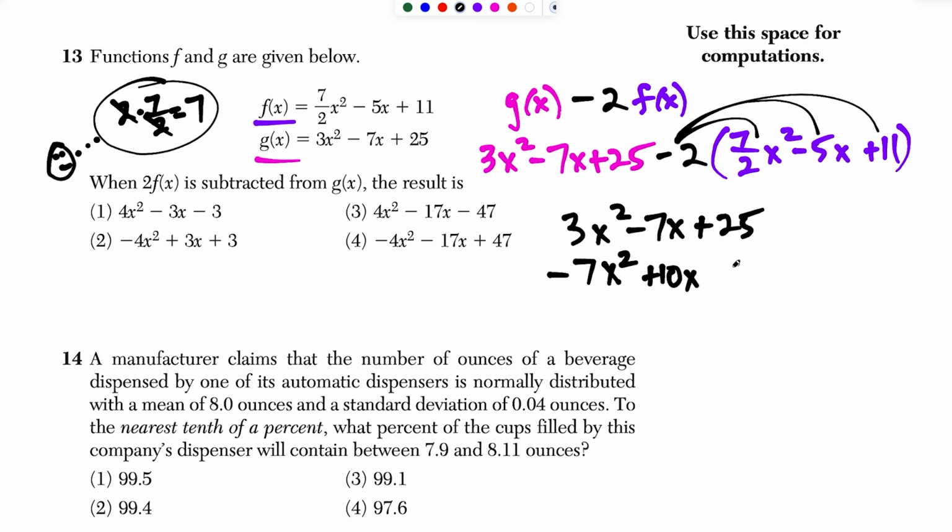And then we have minus 2 times 11 is minus 22. And once again, I like to write this vertically so that it's easier to combine like terms. So now we have 25 minus 22 is positive 3. And then we have negative 7 plus 10 is plus 3, but there's an x attached. And then we have 3 minus 7 is minus 4, and there's an x squared attached. So now we just go scanning, and this is going to match up with choice 2.